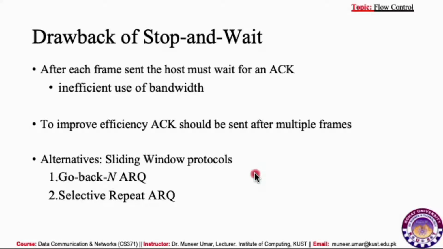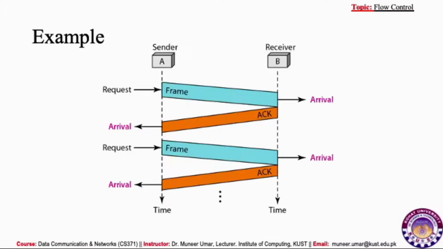We have some drawbacks for the stop and wait protocol in the noiseless channel. First one is that after each frame sent, the host must wait for an acknowledgement. So this is inefficient use of bandwidth. Now, if we look into this figure, the sender sent a frame, so it must wait till this point, and this is actually the loss of bandwidth by both the sender and receiver.